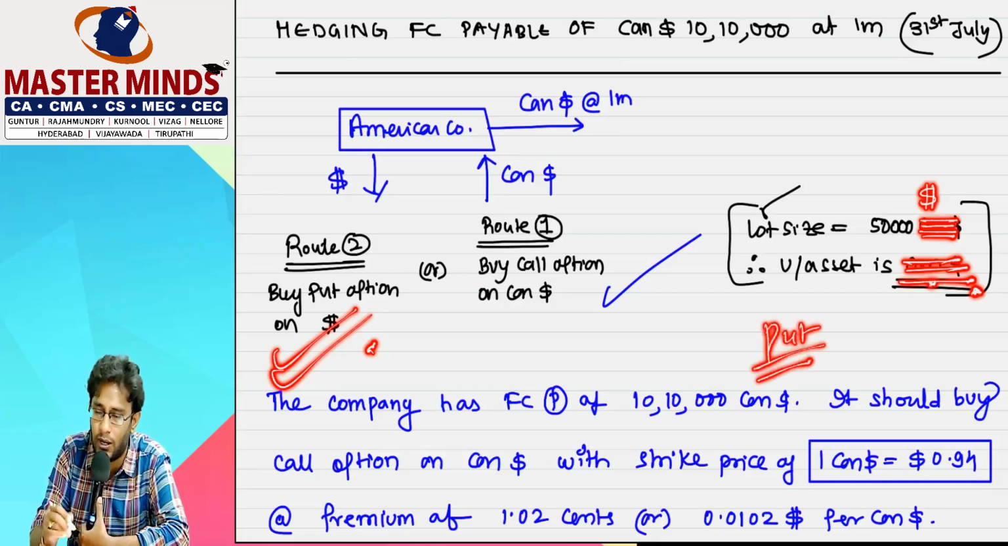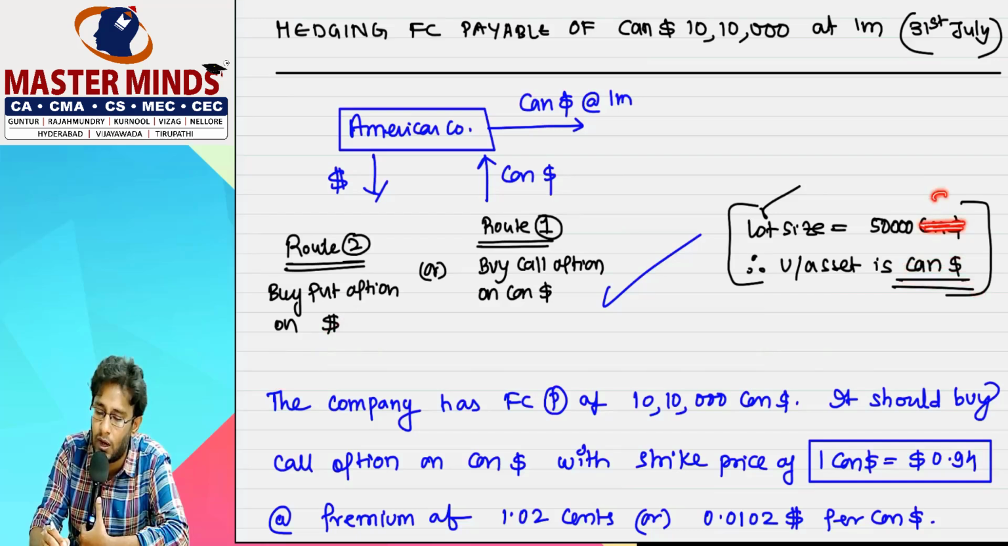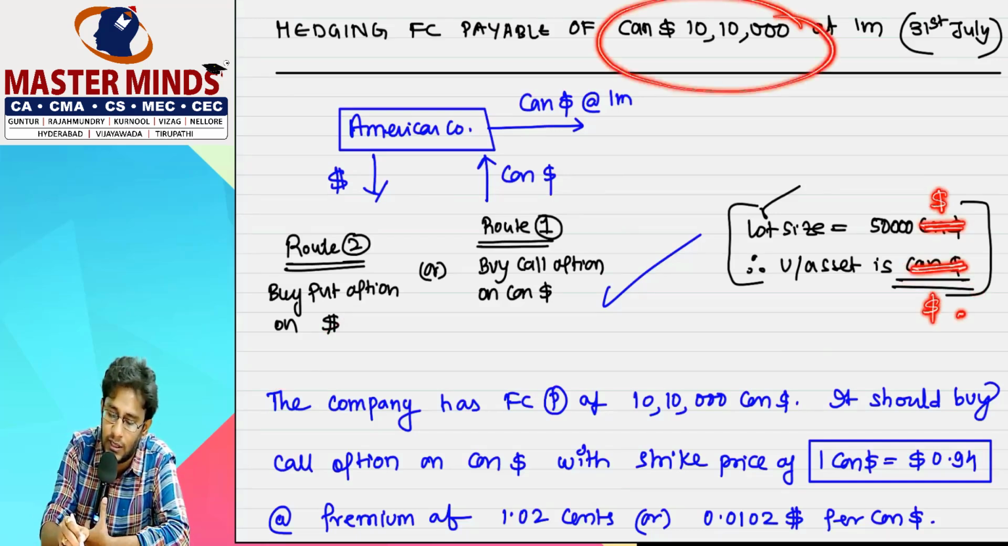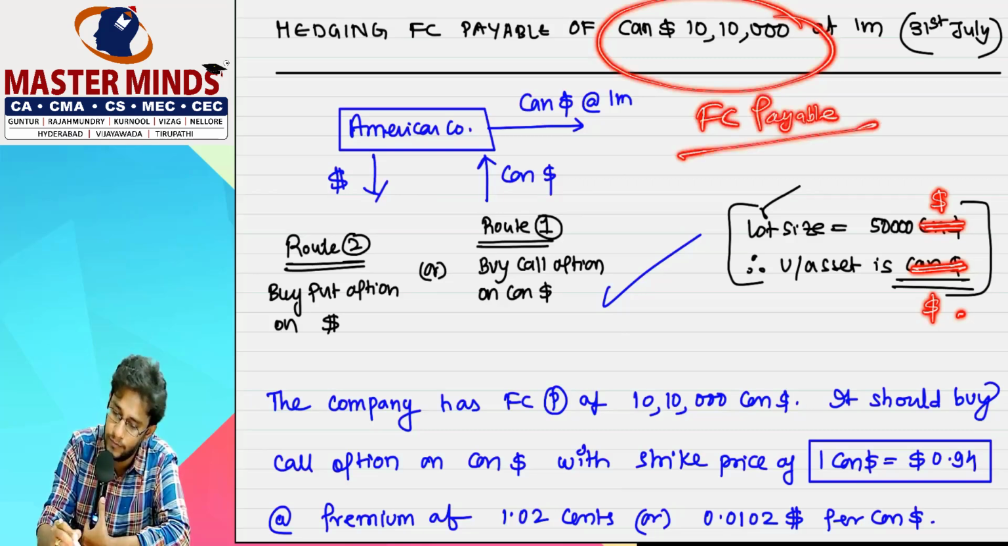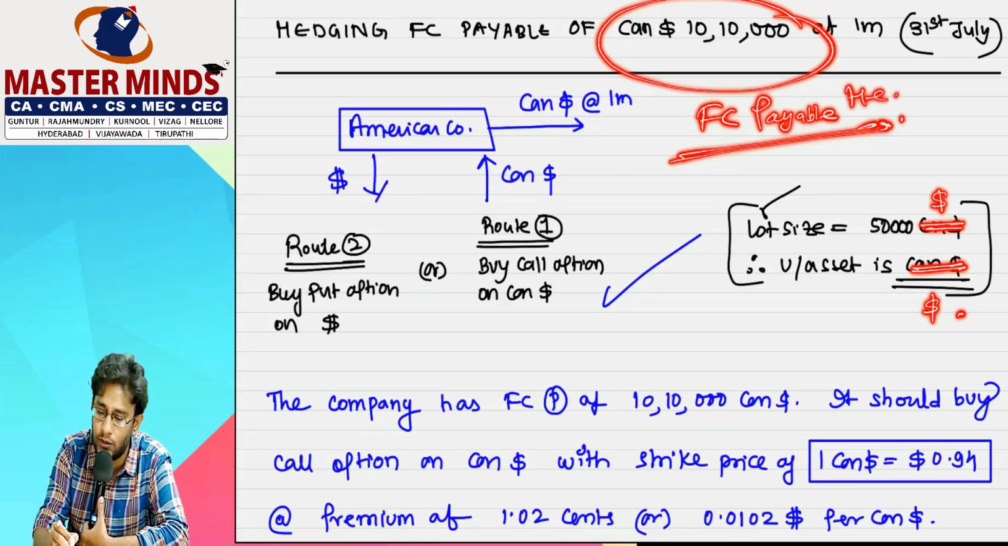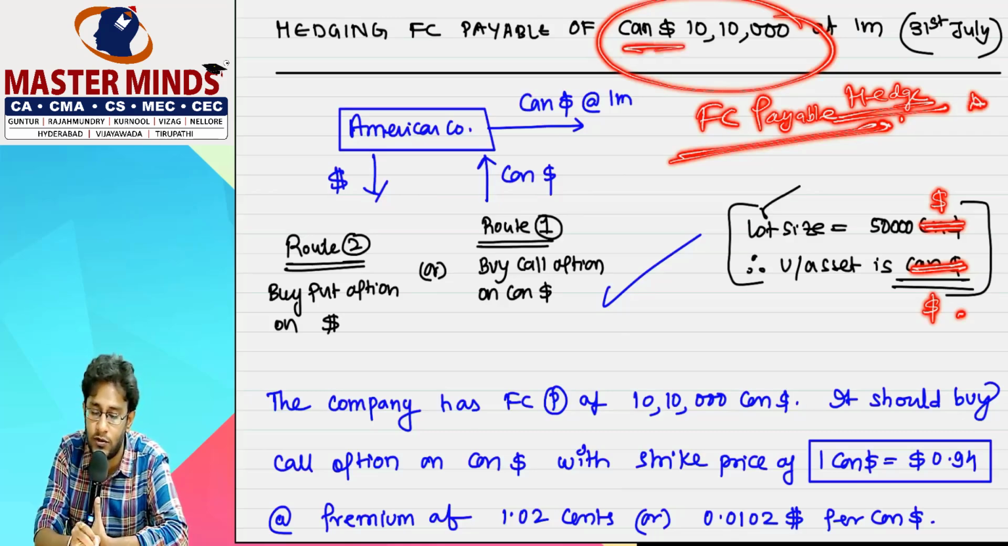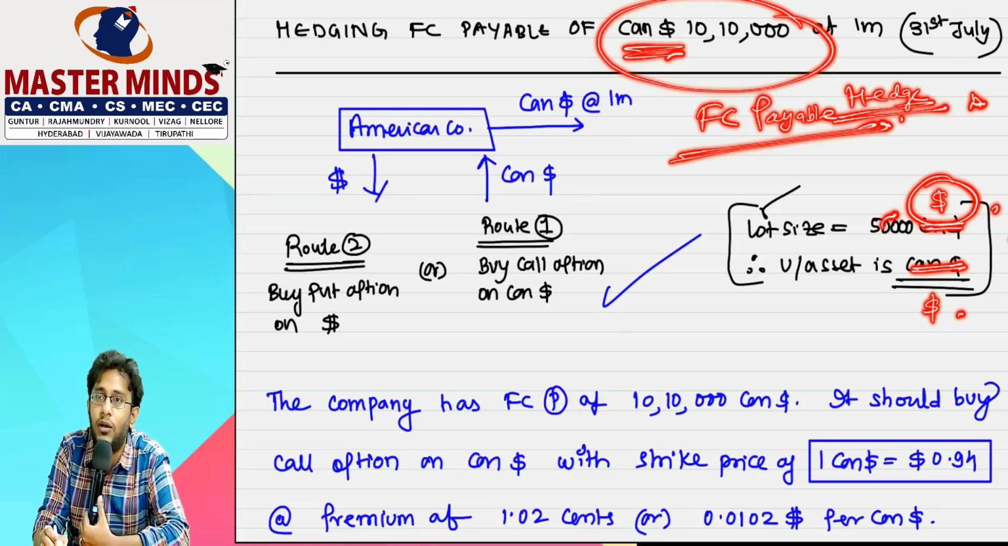That's a different point, I'm not asking that. My point is, how will you identify the number of contracts? Is it 10 lakh? This is a fact, I cannot change it. I want to hedge this only, but I am doing the hedging not using CAN dollar but using US dollar. So how many contracts should I take?